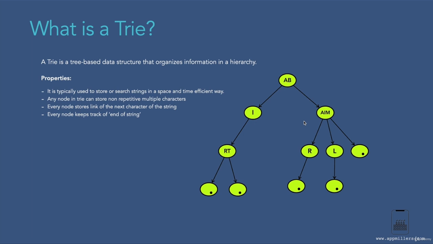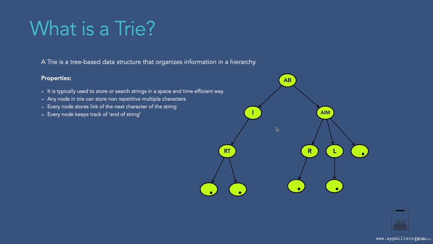From this picture over here, we can see that in the root node we have 2 characters, then in the left child we have 1 character, then in the right child we have 3 characters. So this means that we can store any number of characters in any node in this case. This is the second property of trie, in which we say that any node can store non-repetitive multiple characters. Here you need to be careful: you might wonder why non-repetitive characters. We will explain this in a while, just bear with me.